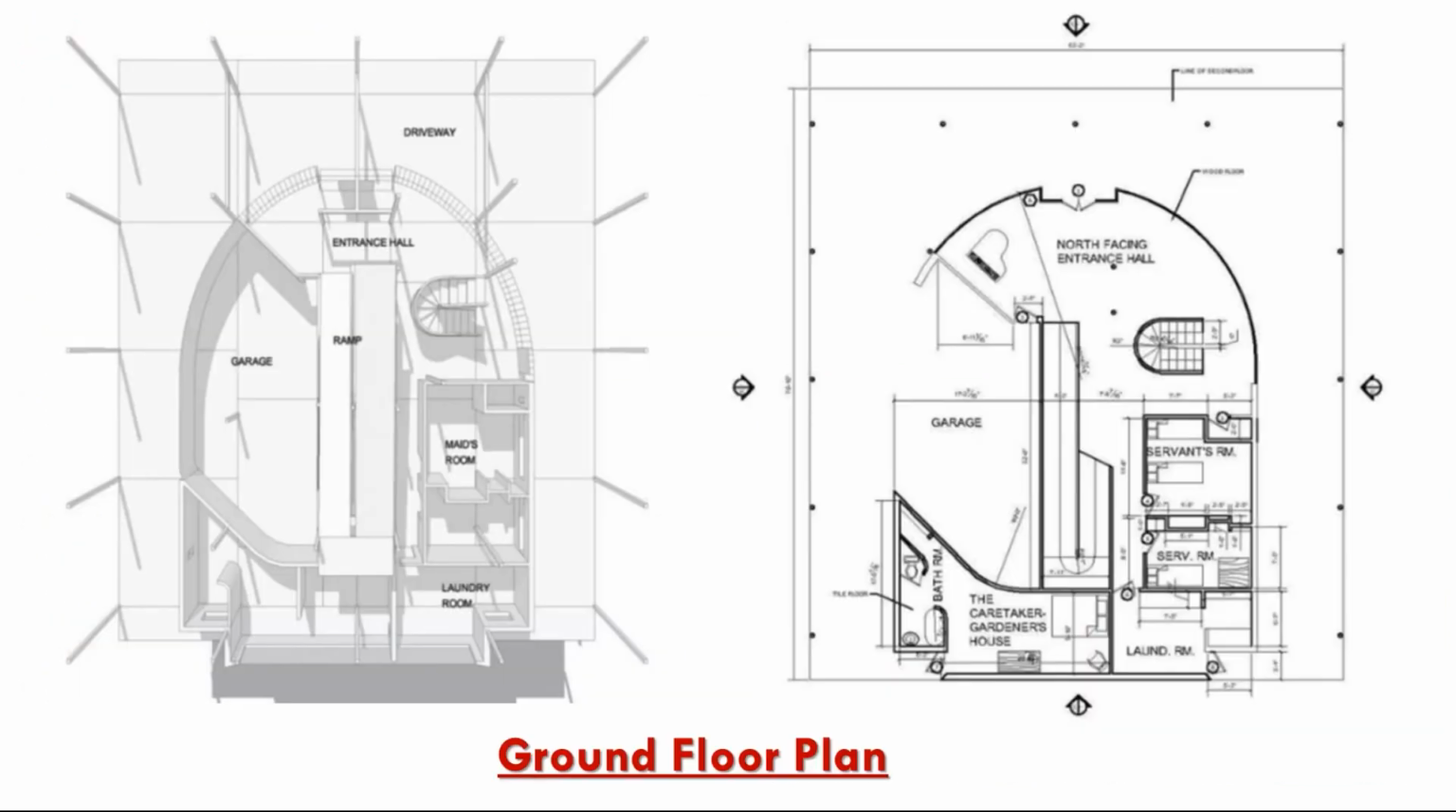Okay, now discussing the plans. As we come to the ground floor, you can see on the edges of the plot there are columns or pylons, and the entrance is from the north. Then when you enter the hall, you can see the ramp and the staircase. On the ground floor they have a servant room, store room, laundry room, and the gardener's or the caretaker's house. Okay, and the garage as well.